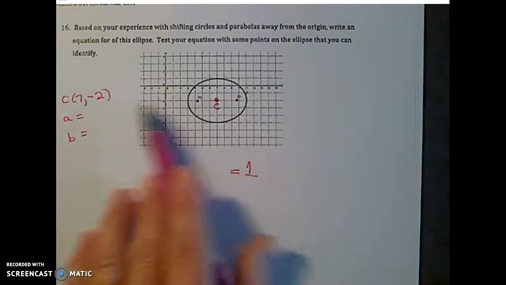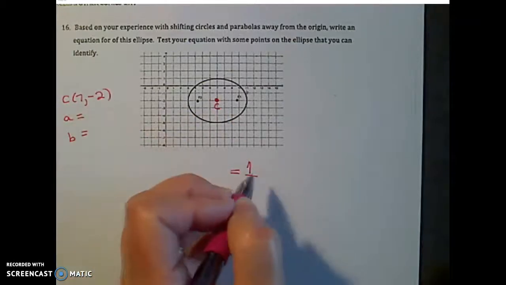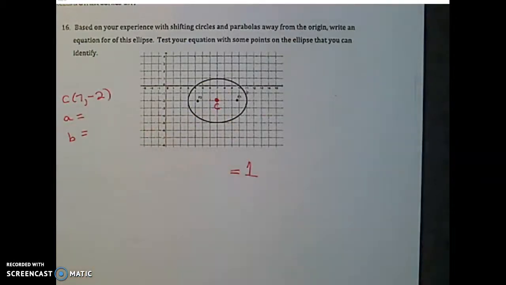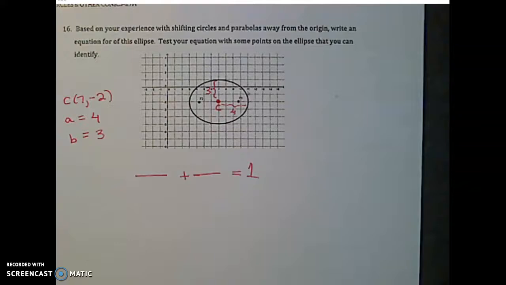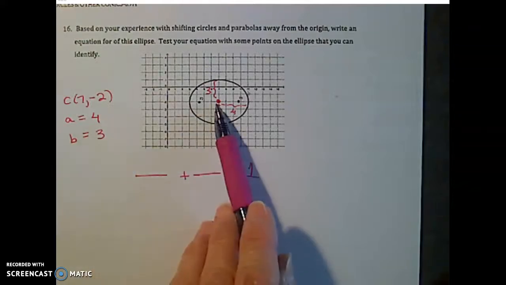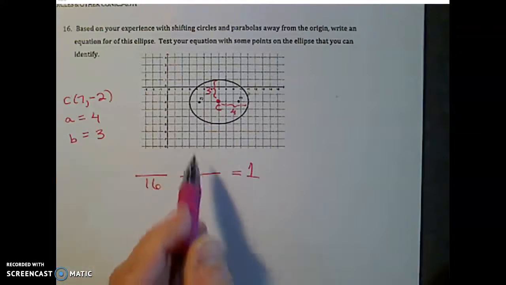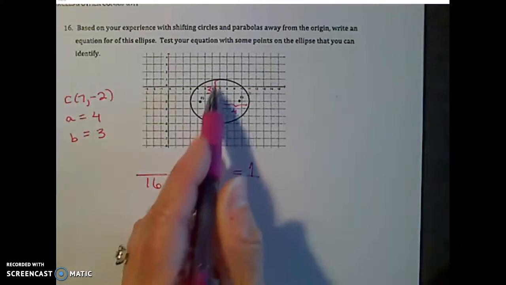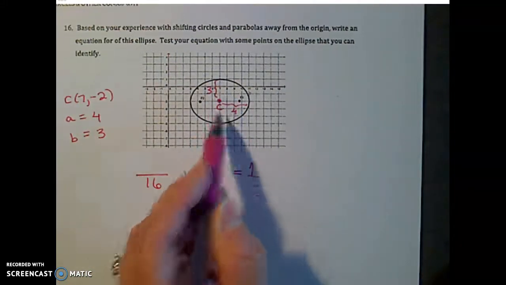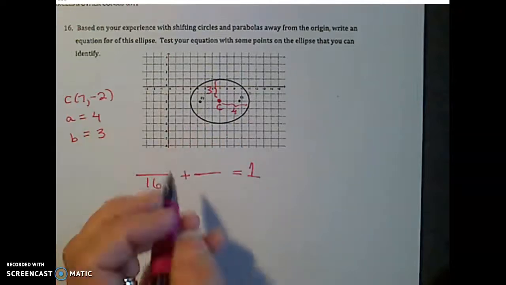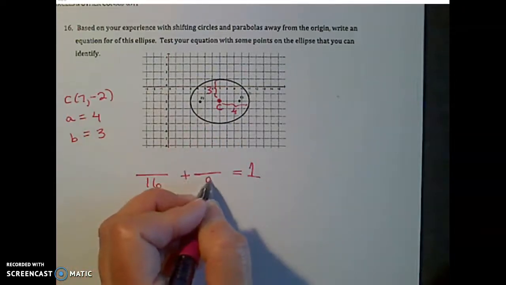Now my center is at 7, -2. Think about what the equation of that ellipse might look like. Notice A, the horizontal distance from center to the ellipse is 4, so that denominator under the x is going to be 16. Denominator under the y corresponds to the vertical distance, that y movement. B is 3, b squared is 9.